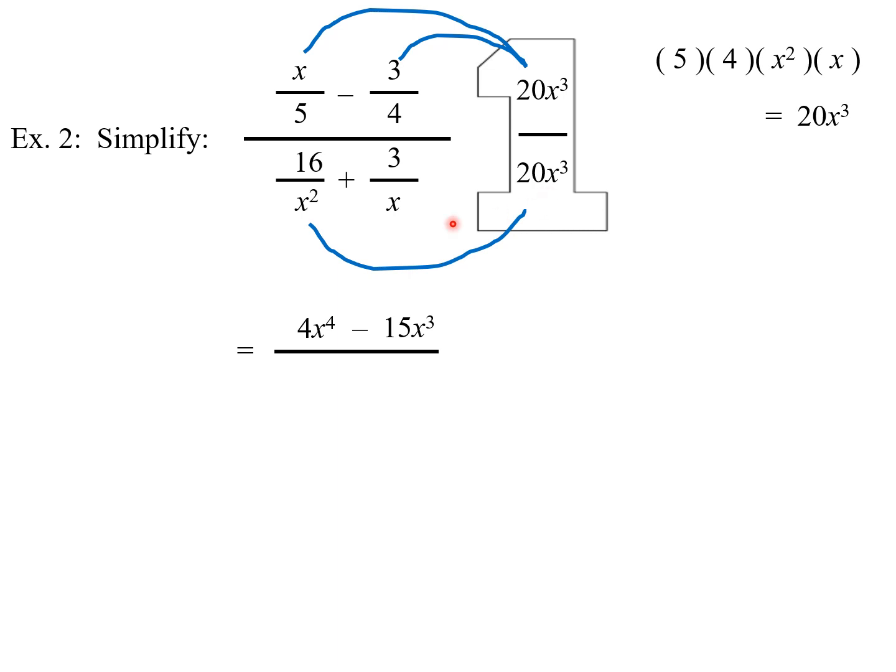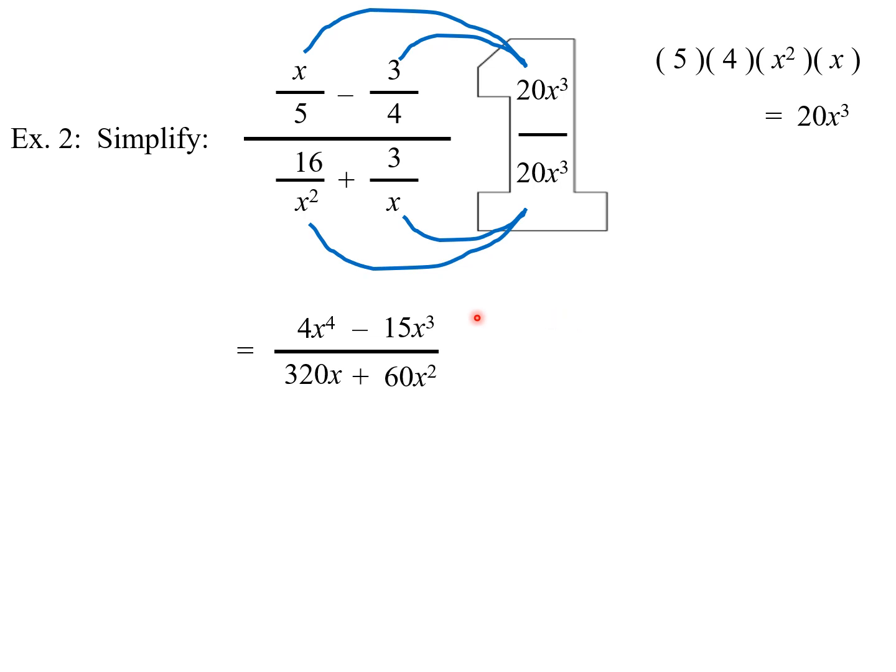Let's do 20x cubed times 16 over x squared. Okay, now x cubed over x squared is just x, and then 16 times 20 is 320. So we get 320x plus 3 over x times 20x cubed. Okay, and x cubed over x is x squared, and 3 times 20 is 60. So we get plus 60x squared. Okay, and now all the denominators are gone.